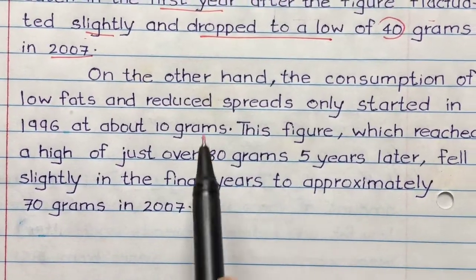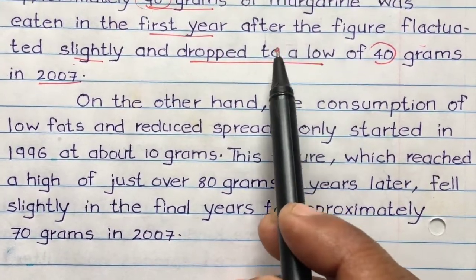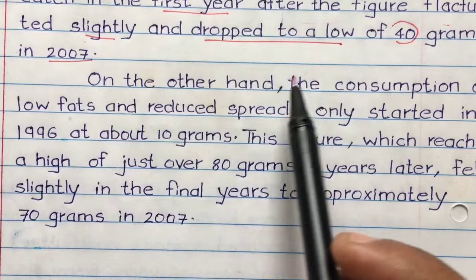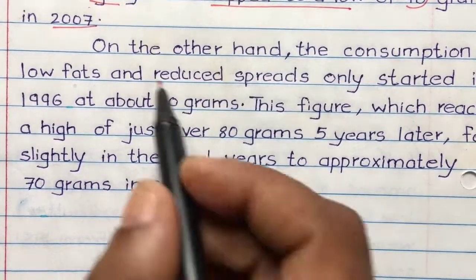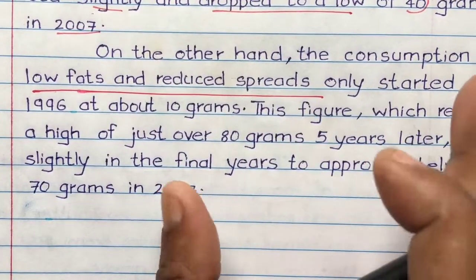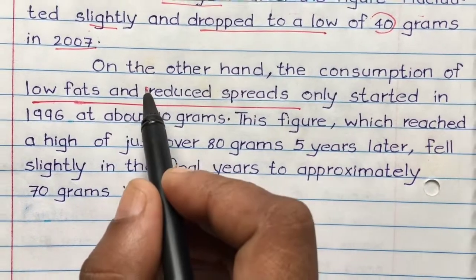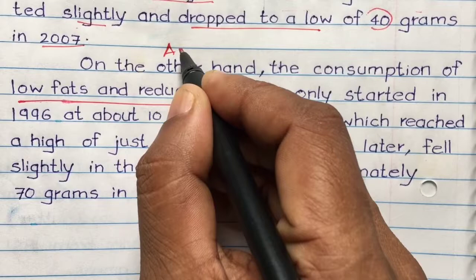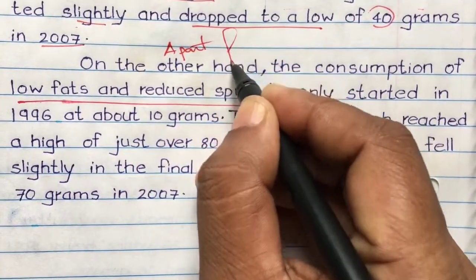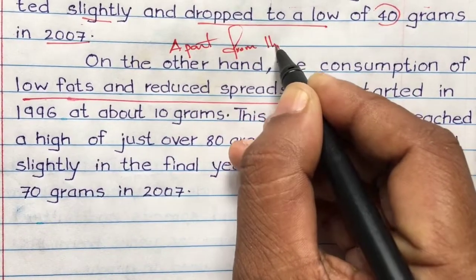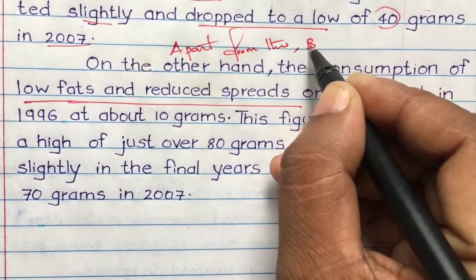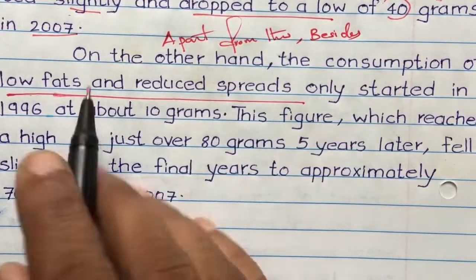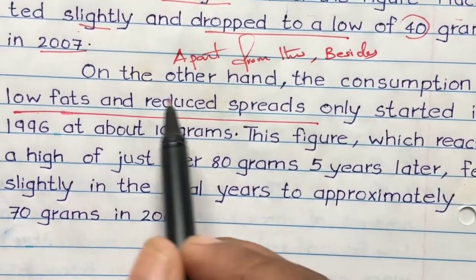So till now we were talking about the two spreads, butter and margarine. What is the other one? The last one is about low fats and reduced spreads. So we have to talk about three of them, right? So let's see, on the other hand. On the other hand, or apart from this, you can use "apart from this". On the other hand, besides, moreover, you can use any words over here. I just used "on the other hand".